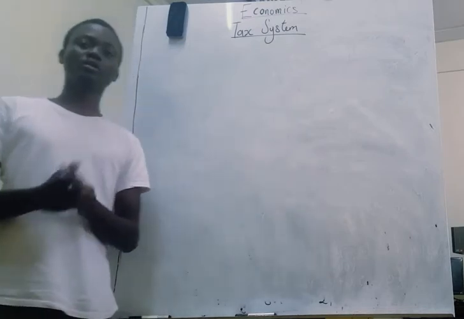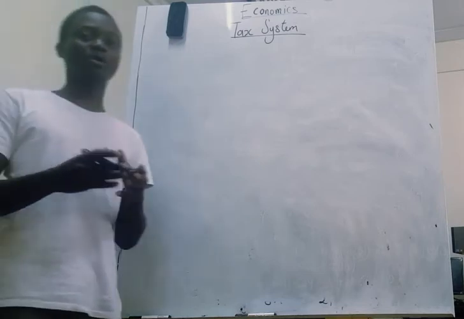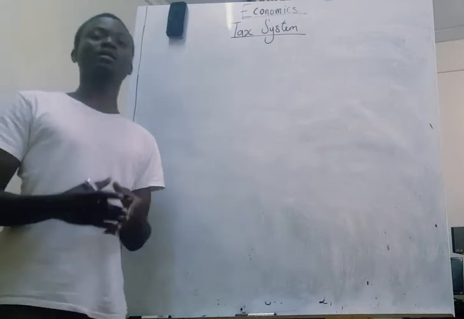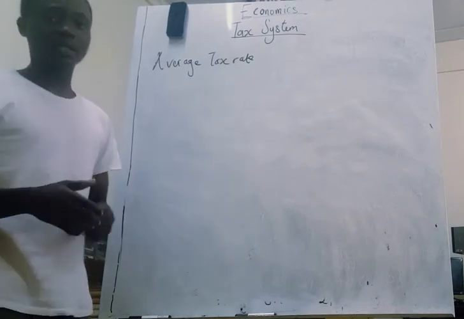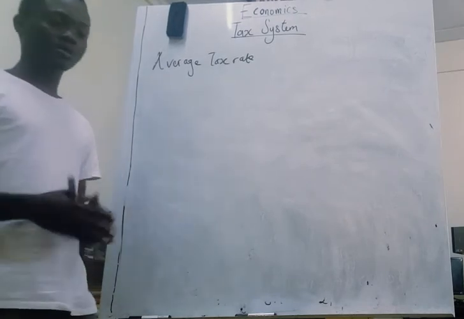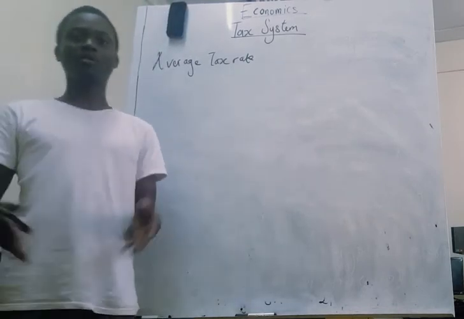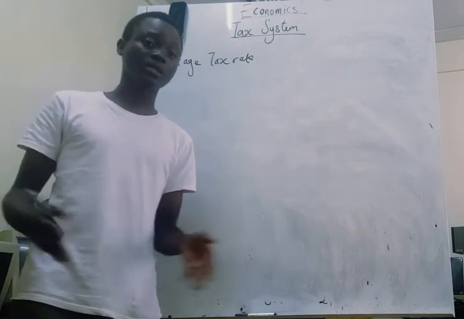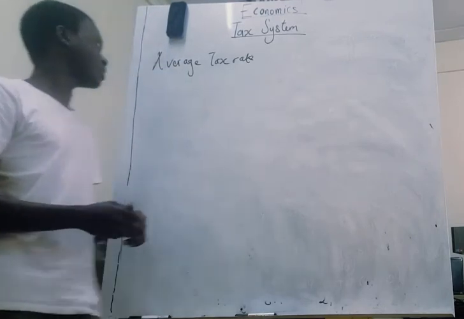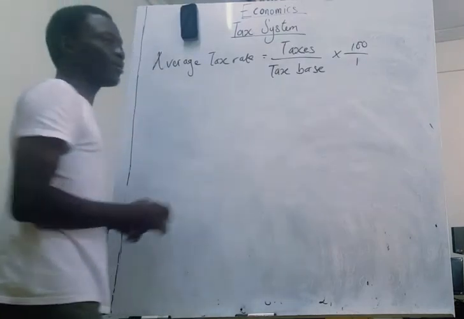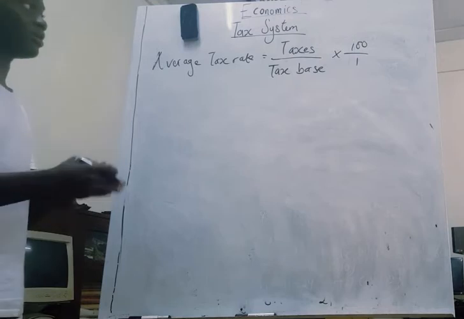What makes us know whether a tax system is progressive, regressive, or proportional? We need to consider what we call the tax rate, otherwise named the average tax rate. The average tax rate is simply the amount that an individual pays in taxes, divided by the income of the individual or the tax base, times 100/1. Now, this is the formula that determines the tax system that is practiced in a country.